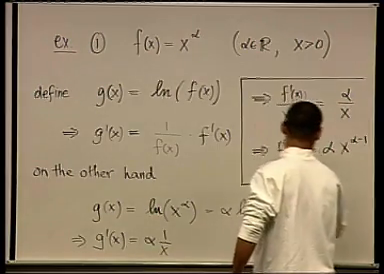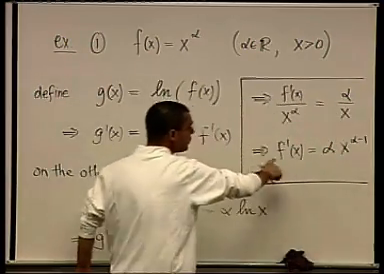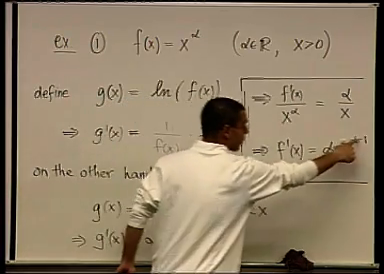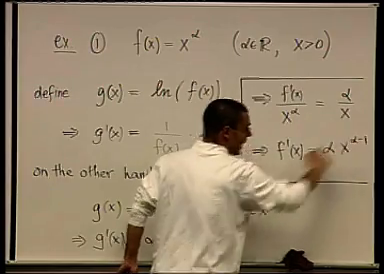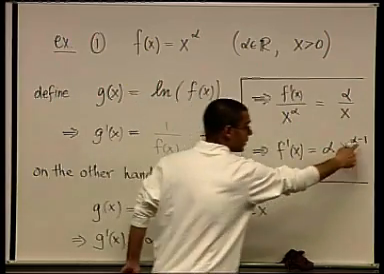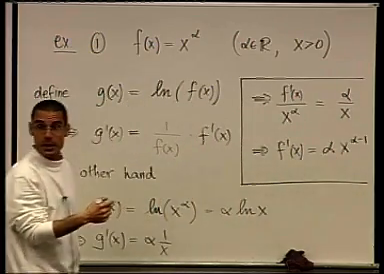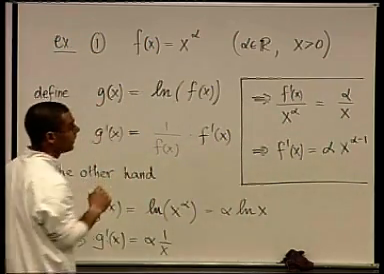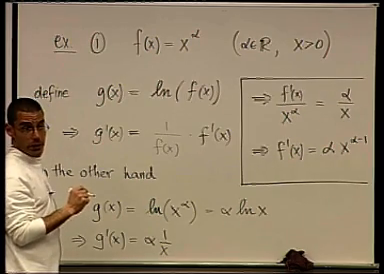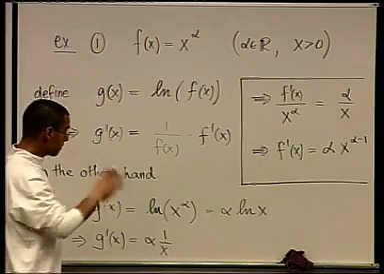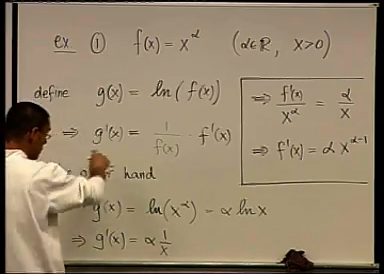And this is the conclusion. Note that I assume you knew this for natural numbers. You knew that the derivative of x squared was 2x, and the derivative of x cubed was 3x squared, right? But in fact, this works for any real alpha. Okay? So that's this example using the chain rule.